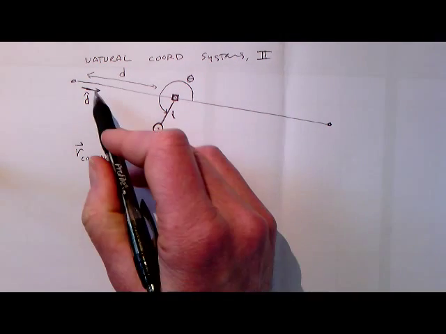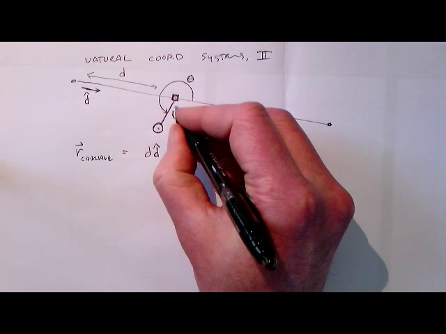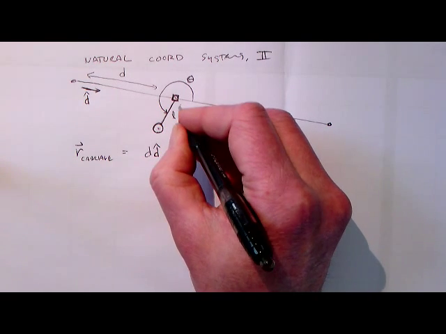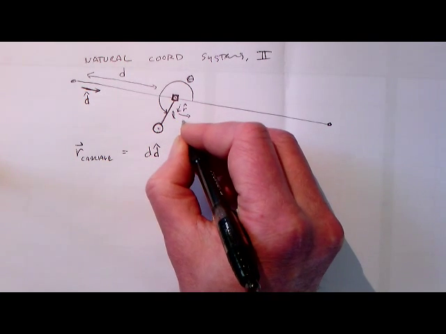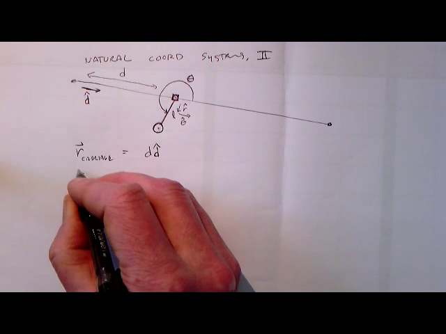Well, I need another unit vector. I pretty clearly can't get there just with d hat. One option would be to say, okay, this sort of looks like a polar coordinate system acting about this point. So what if I call this direction r hat, and that direction theta hat?